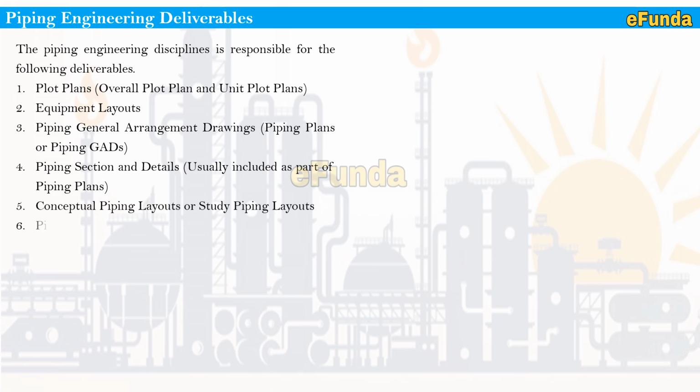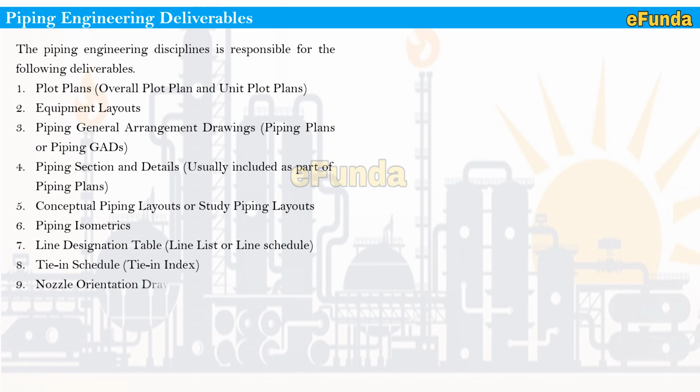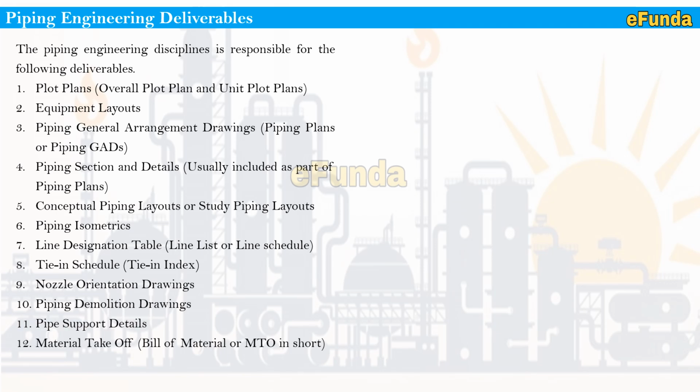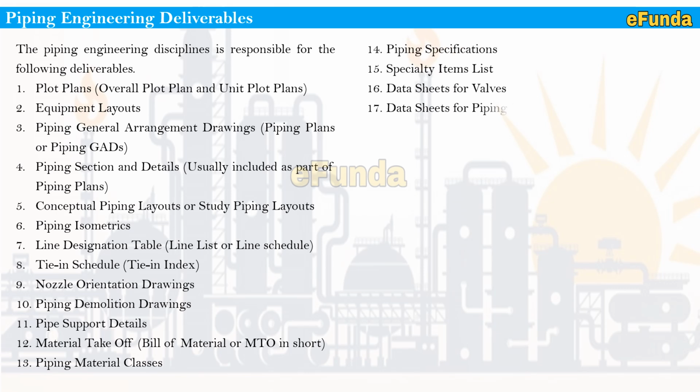Sixth, piping isometric. Seven, line designation table, that is line list or line schedule. Eight, tie-in schedule, that is tie-in index. Nine, nozzle orientation drawing. Ten, piping demolition drawing. Eleven, pipe support detail. Twelve, material takeoff, that is bill of material or MTO. Thirteen, piping material classes. Fourteen, piping specification. Fifteen, specialty item list. Sixteen, data sheet for valves. Seventeen, data sheets for piping specialty items. Eighteen, technical bid evaluation. Nineteen, piping stress analysis report. Twenty, 3D piping model. These are some of the piping engineering deliverables.